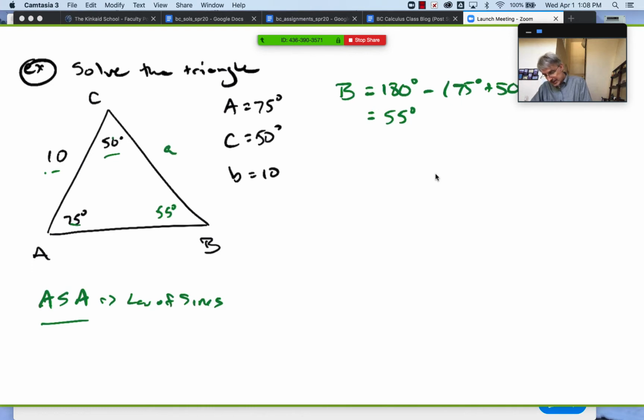To solve for side A, I'm setting up the law of sines, which is going to say A is to the sine of 75 degrees as 10 is to the sine of 55 degrees. And so I have that, and I can cross multiply and solve for A. Additionally, you can use the program on the calculator. It's called law cos, but initially the first choice you make is, am I using the law of sines or law of cosines? You'll end up getting A equals 11.8.